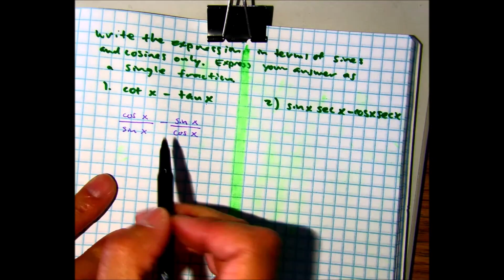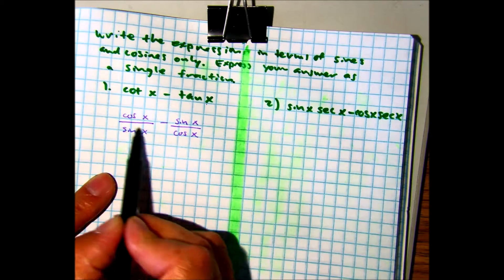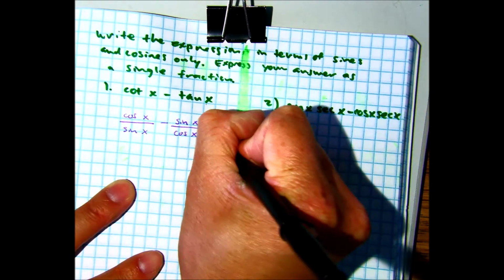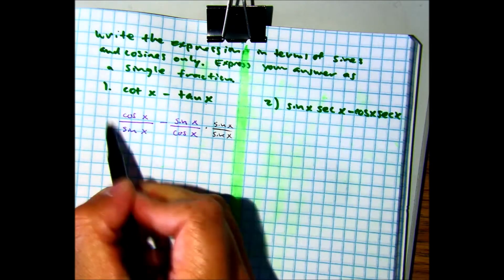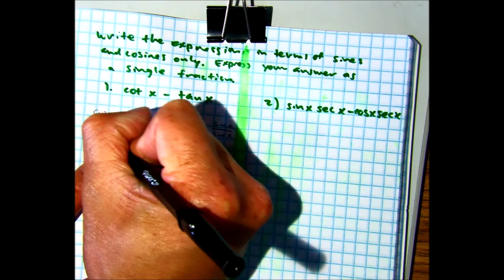My common denominator is sine times cosine. What does that mean? This fraction has a sine in the denominator. This one does not. In order to do that, I would have to multiply by sine over sine. I can multiply any number times 1. This time I'm going to multiply by cosine over cosine.